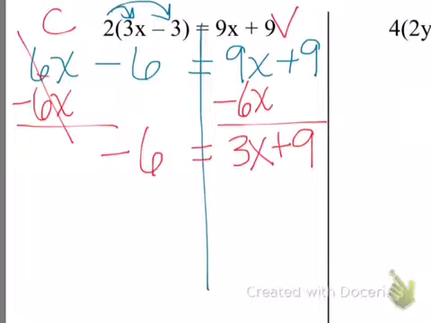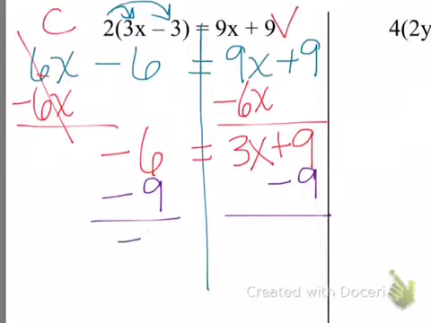So the next step, the fourth step: do I have anything being added or subtracted on the same side as my variable? I do. I've got a plus 9. So we've got to cancel that out. Minus 9 on both sides. When I do that, negative 6 minus 9 gives me negative 15. My 9's cancel, and I'm left with a 3x.